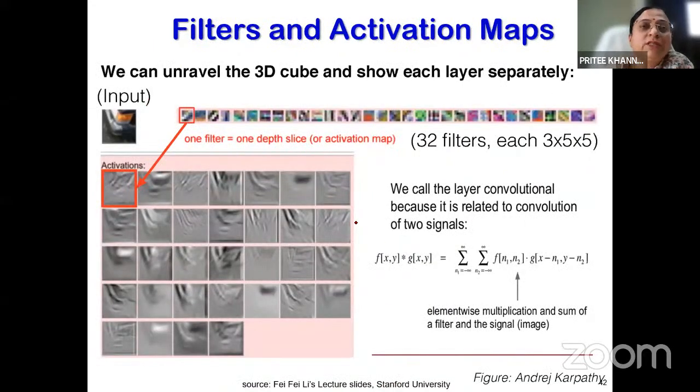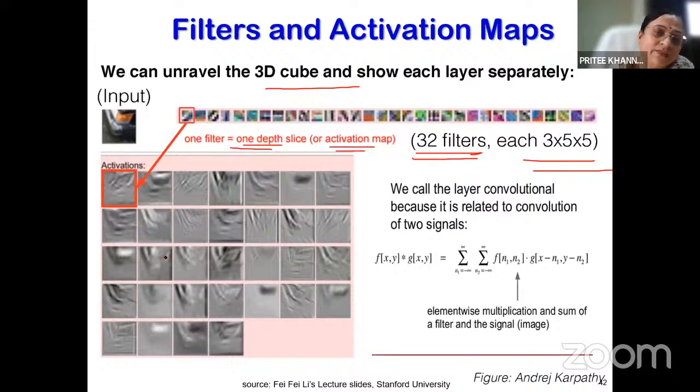Now here is another example. We will come to backpropagation also, if you allow me to reach that point. Here you can see this 3D cube with 32 filters, and each filter is 5x5 by the input depth. Here you can see how the filters look. One filter gives you one depth slice, or one activation map. So these are the 32 filters.